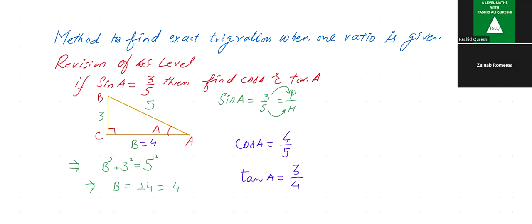The first value is this one. The second value is this one. This type of question we have already done in AS level. Now I have to solve a little bit different questions involving two angles. First, I will solve the basic terms, and then I have to solve some complicated questions.